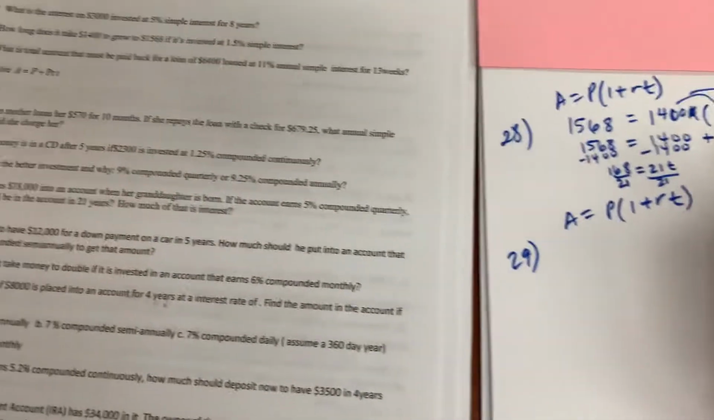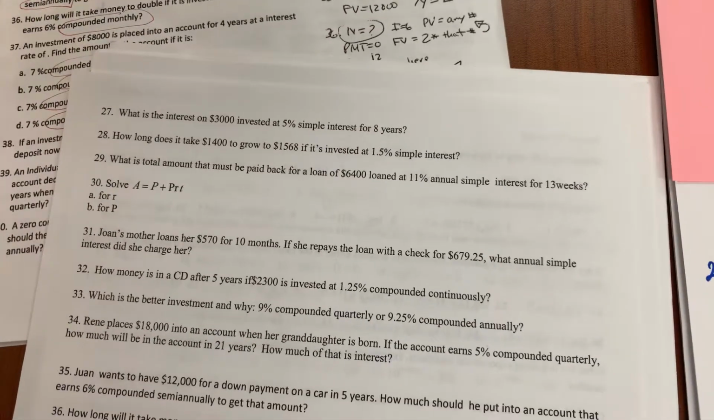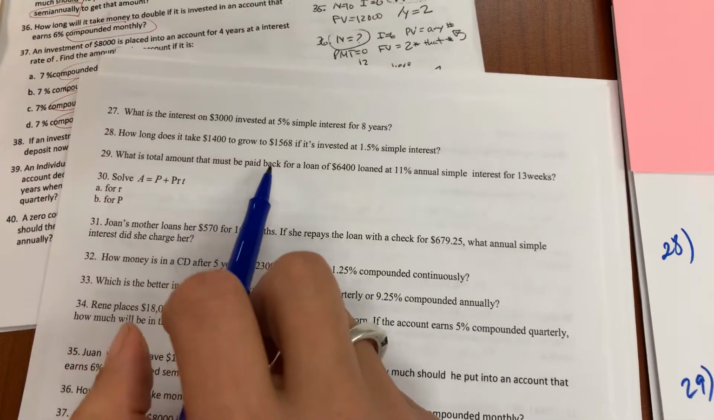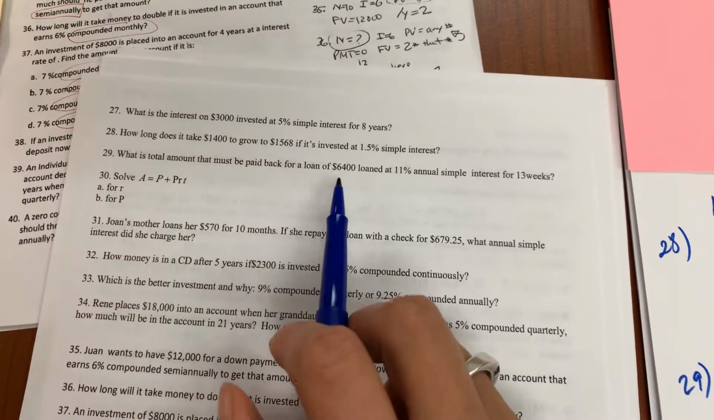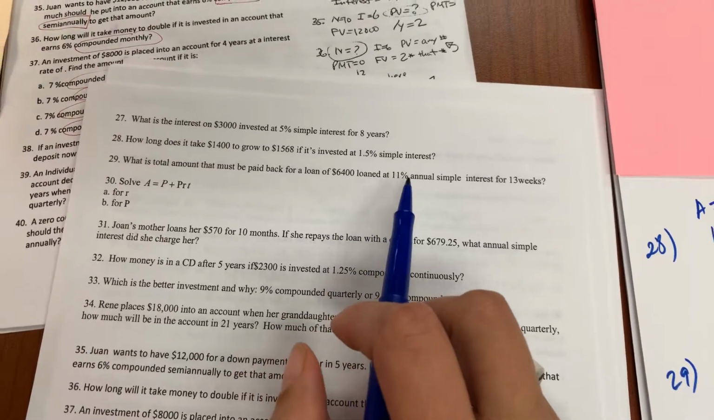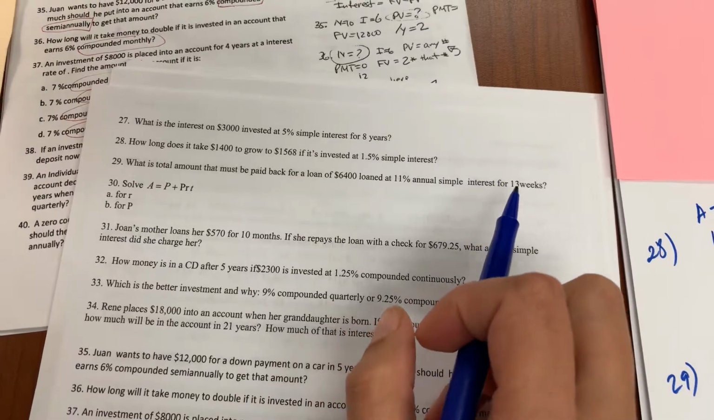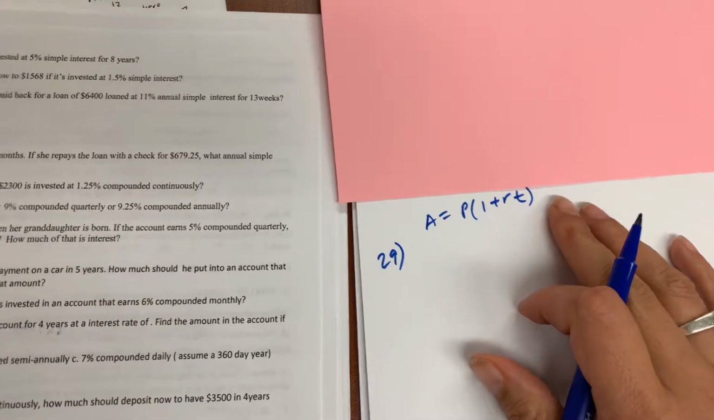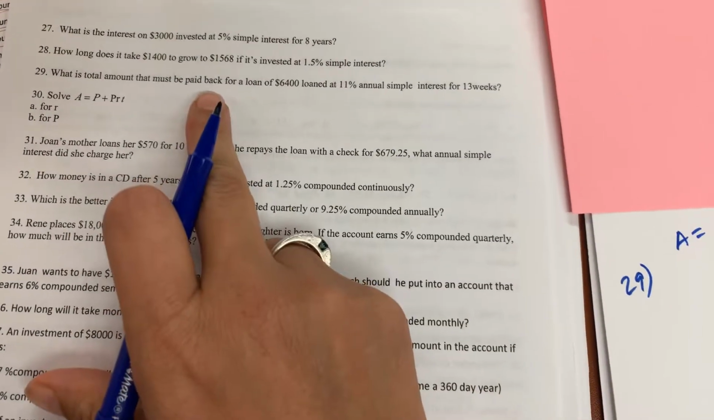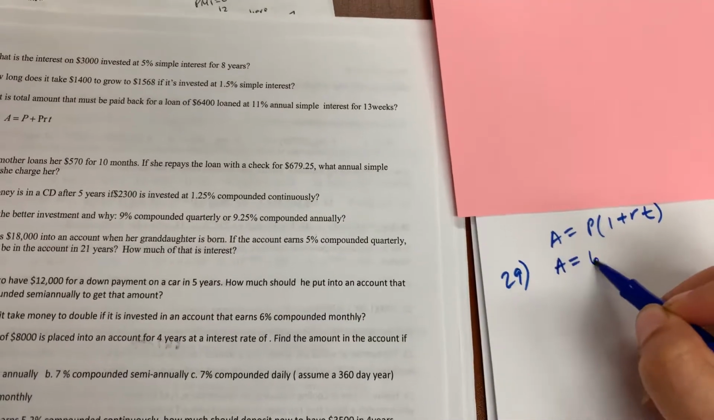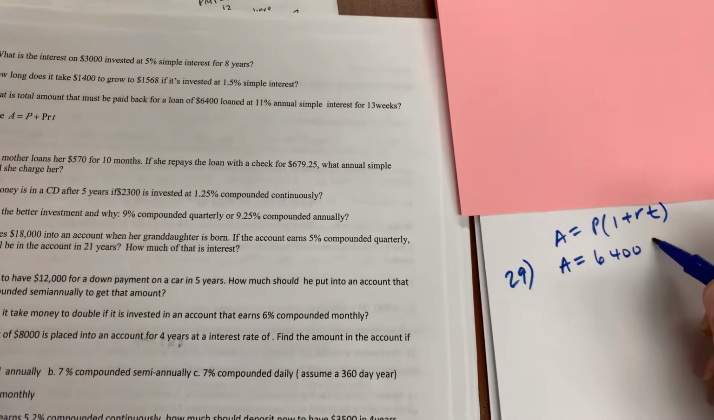So let's go ahead and knock out 29, same kind of language here. What is the total amount that must be paid back for a loan of $6,400 at 11% for 13 weeks? So again, using the same formula, notice I'm writing that every time. So my future amount was how much must be paid back. So that would be my future amount. My principal would be the original loan of $6,400.